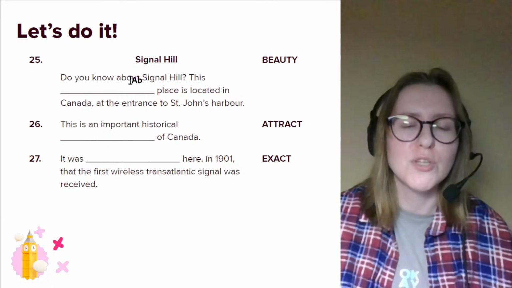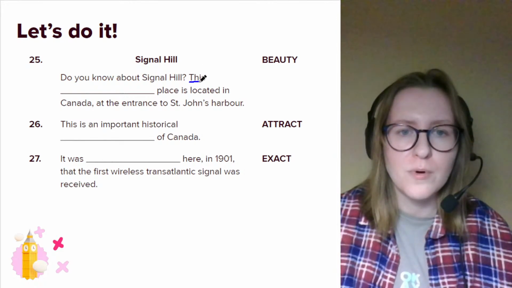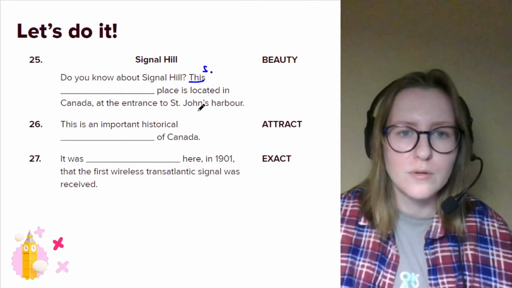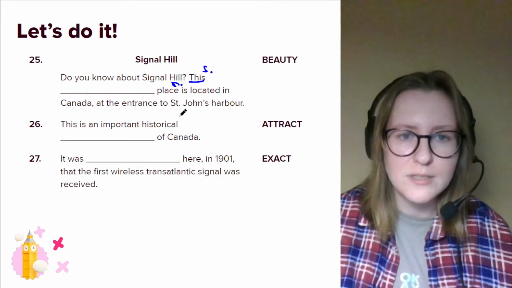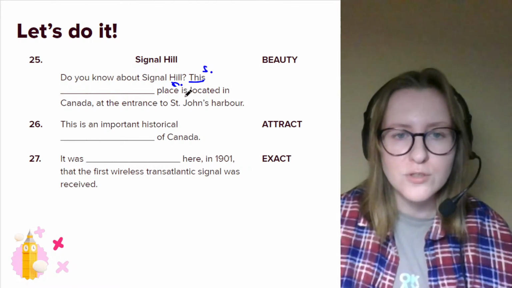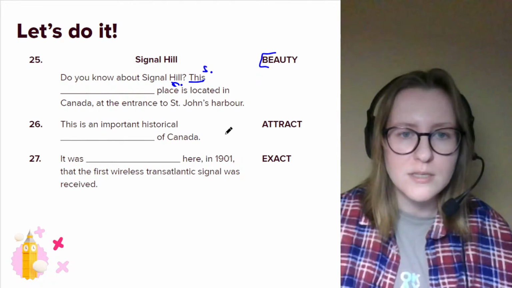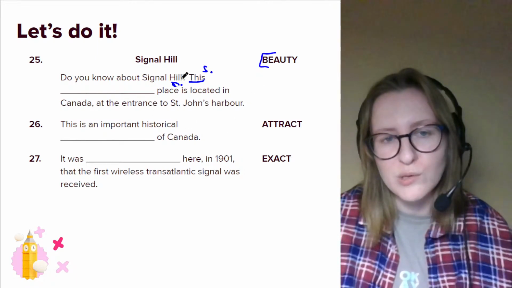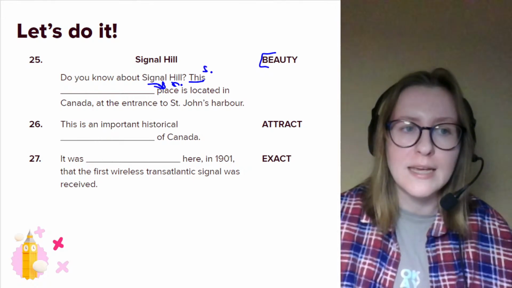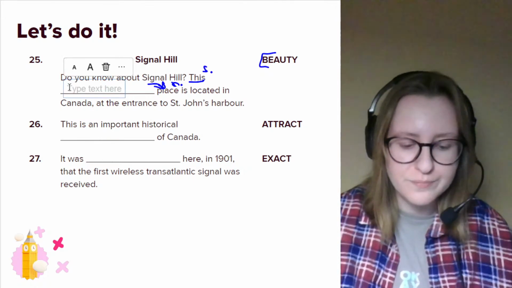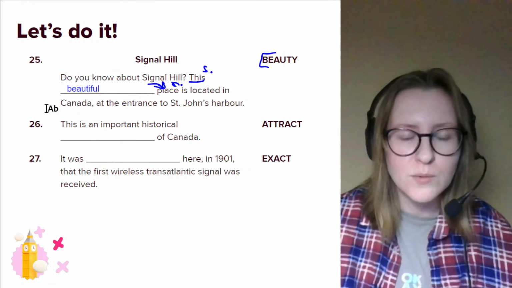Signal Hill. Do you know about Signal Hill? This. A demonstrative pronoun here, singular one. Let's, place, a noun after the gap, so we don't need a noun, is located in Canada at the entrance of St. John's Harbour. We need to put the word beauty into the sentence. This place, well, of course, we need to describe our place, right? And to do that, to describe a noun, we need an adjective. Beautiful. This beautiful place is located in Canada.